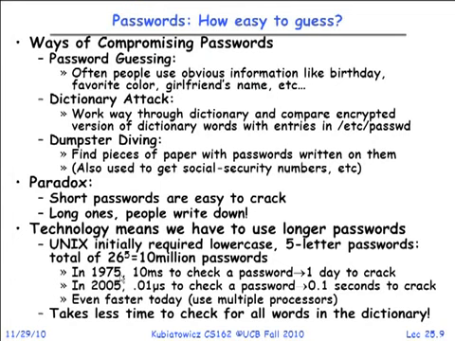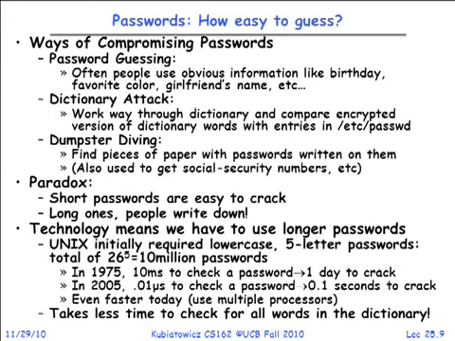Originally, Unix allowed 5-letter lowercase passwords, which is 26 to the 5, about 10 million passwords. In 2005, it was about 0.01 microseconds to check a password, which gives you about 0.1 seconds to crack. And of course, today we've got multiple processors to throw at it. So, okay, better not use dictionary words.